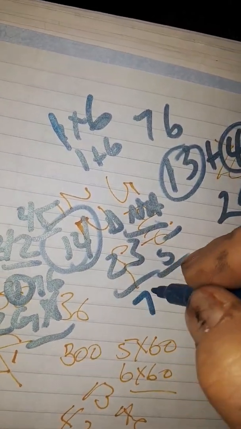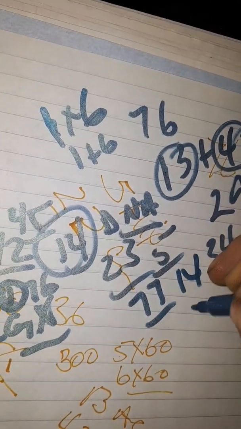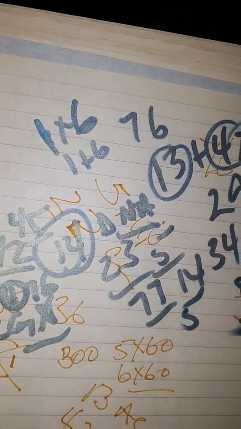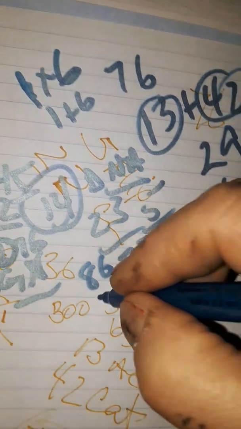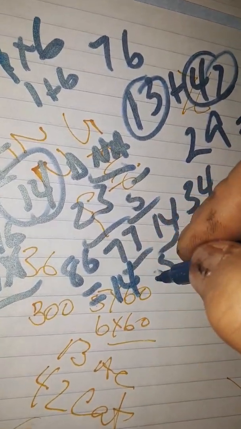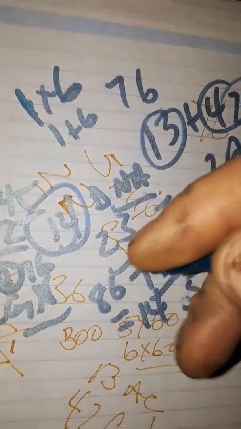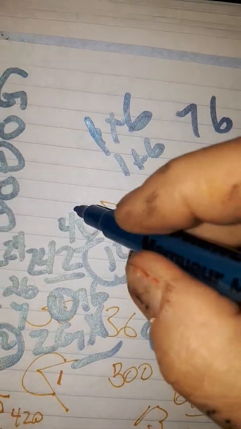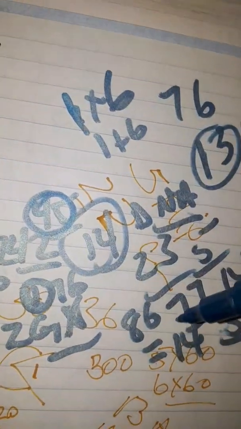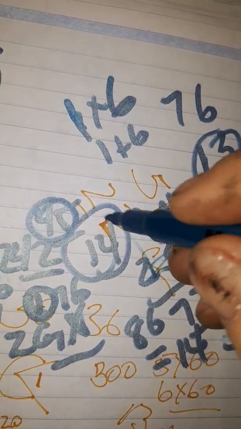Now we also have 7 and 7 equals to 14. 1 and 4 is 5. Now we have 8 and 6 equals to 14. 1 and 4 is 5. 1 times 4, 1 plus 4. Back into the sun again. 2 times 3, 2 plus 3.